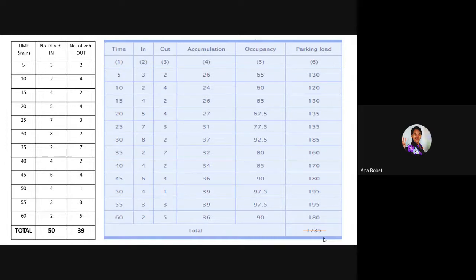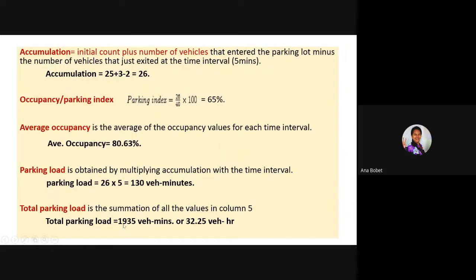Wrong na siya nga entry kay sayop ang source na ako nakitaan sa online. Ako na lang ang correct. So pila ang total parking load? 1935 ang ako, ma'am. Okay, 1935. So 1935 total vehicle minutes to no katong time kay minutes man.